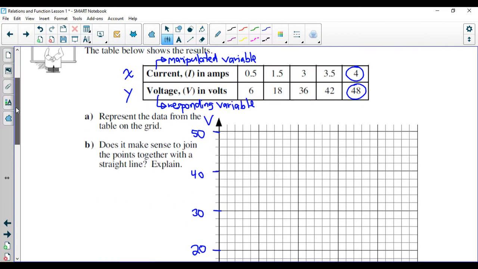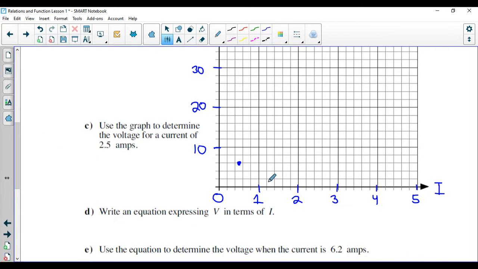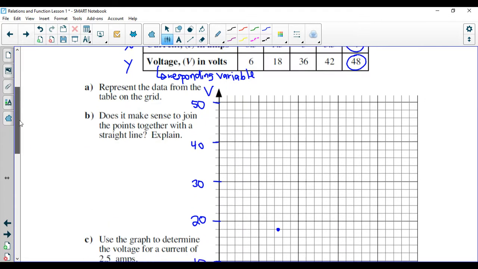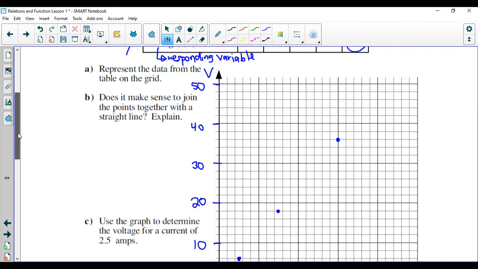Okay, then we have 1.5 and 18. So 1.5 would be directly between 1 and 2. And then 18 would be just one grid line underneath 20, because every grid line represents 2. So this would be located right here. And then we have 3, 36. We've got 3 here. 36 would be 1, 2, 3 grid lines above 30, or 2 below 40, because every grid line represents 2.